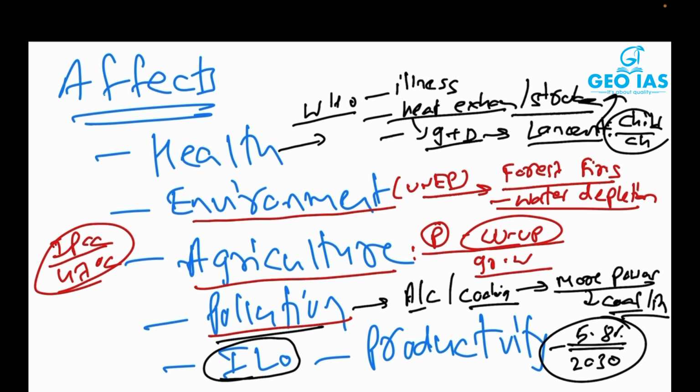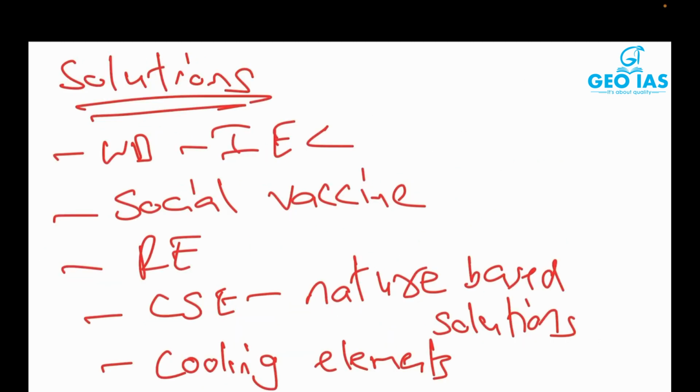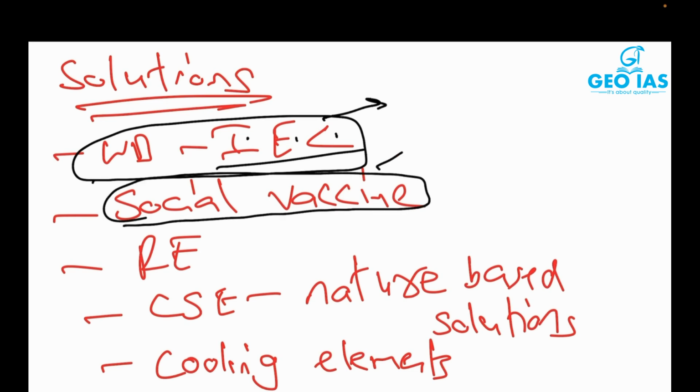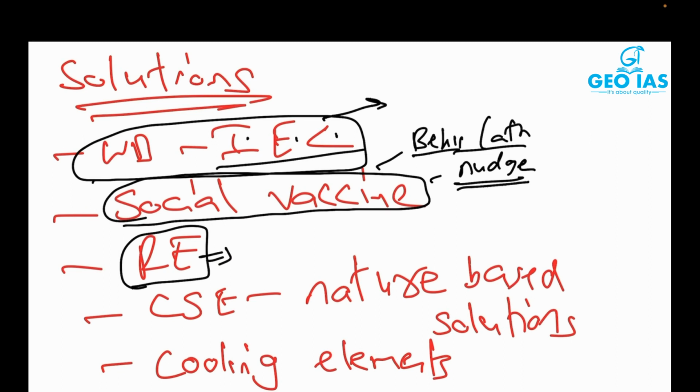So what can we do in these circumstances to prevent future damages? The solutions: the World Bank suggested, to counter climate change issues, we need information, education, communication strategies. Social vaccine is important in changing the behavior and attitude of the people, and we should also involve some nudge theories to change the people's approach towards the heat waves. Further, we also need to focus on renewable energies. Here, solar energy is the lifeline for all the people.